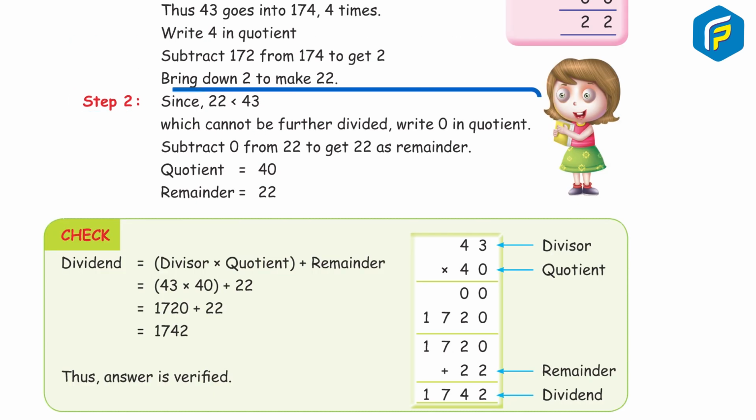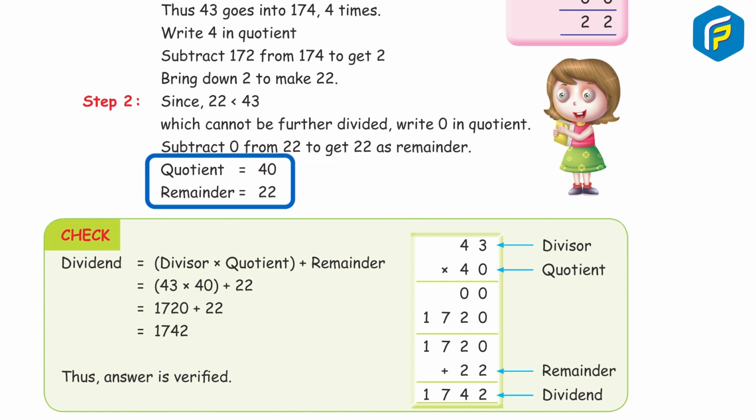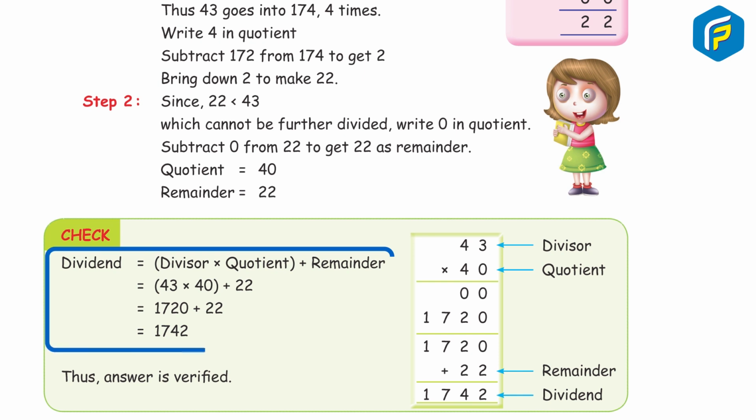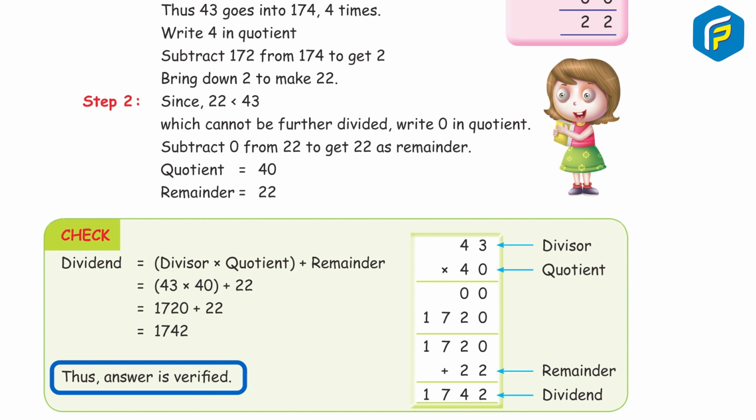Step 2. Since 22 is less than 43, which cannot be further divided, write 0 in quotient. Subtract 0 from 22 to get 22 as remainder. Quotient 40, remainder 22. Check. Dividend is equal to divisor into quotient plus remainder, which is equal to 43 into 40 plus 22, which is equal to 1720 plus 22, which is equal to 1742. Thus the answer is verified.